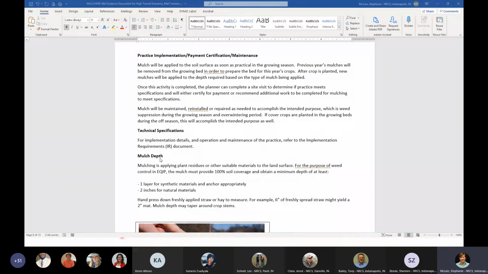And then when it comes to maintenance of the mulch, we really want to see that the mulch is maintained, reinstalled, or repaired as needed to accomplish the intended purpose, which again is weed suppression during the growing season and overwintering period. So if you have cover crops being planted in those growing beds during the off season, this will accomplish the intended purpose. So it's not like the grower could use mulching during the growing season, pull the mulching off, seed the bed with cover crops during the winter, and still be accomplishing that intended purpose. We're really wanting to focus on meeting the intended purpose of suppressing weeds at all times when we can.